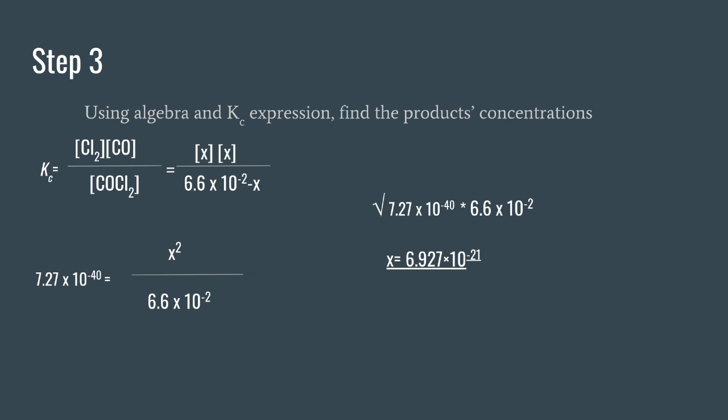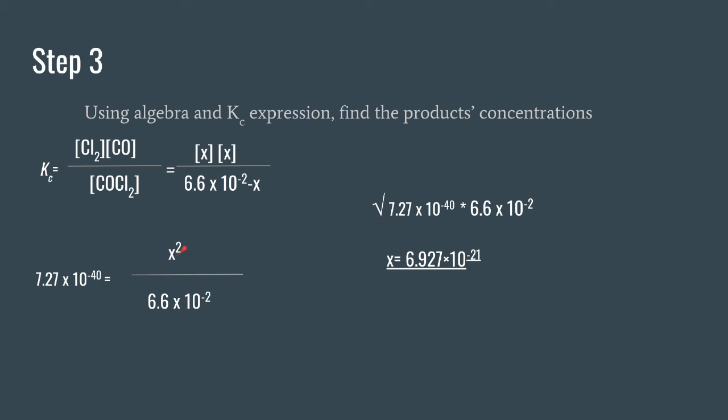6.927 times 10 to the negative 21 moles. So as we can see in our last equation for the equilibrium expression, we have 1x here and 1x here, which is taking the place of Cl2 and Co. And then we rearrange that equation so that we had a number here, Kc equals this number, and then we had x squared over 6.6 times 10 to the negative 2. So we can see here that x equals 6.927 times 10 to the negative 21.